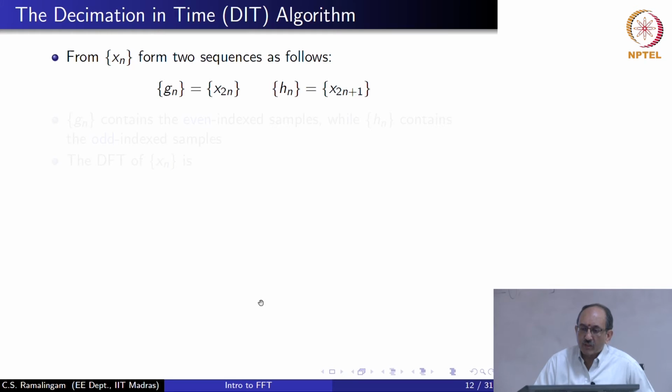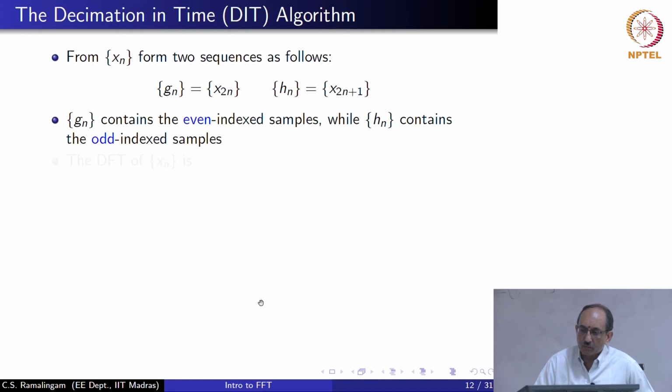So, we look at the decimation in time. Given the sequence x n, we form two subsequences. We form the sequences g and h, where g is formed from the even indices of the original sequence, and h is the sequence formed by the odd indices, 2n and 2n plus 1.